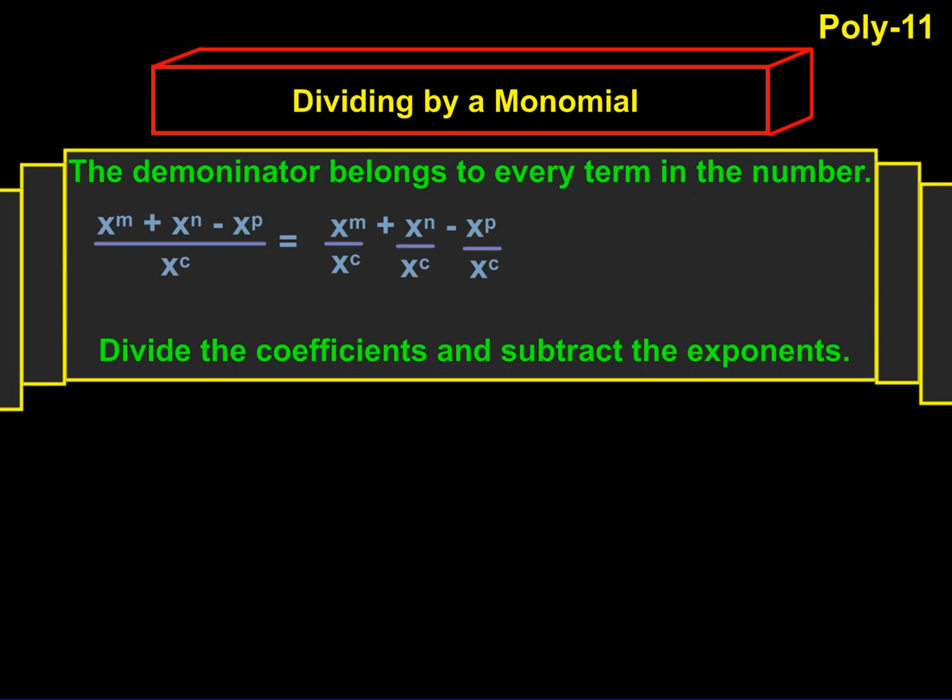Dividing by a monomial. The denominator, when you divide by a monomial, belongs to every term in the numerator. So if you take a look at the example, we have x to the m plus x to the n minus x to the p over x to the c. You could rewrite that as each of these terms over x to the c. So you're going to divide the coefficients, in this case it would be the x's, and then subtract the exponents.